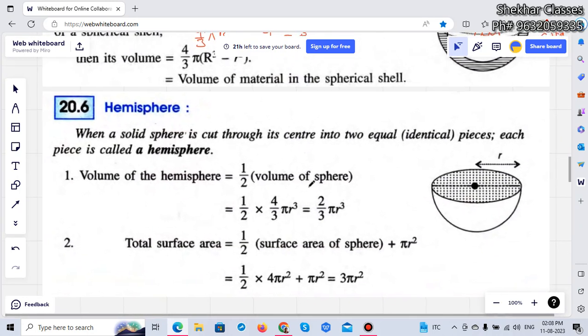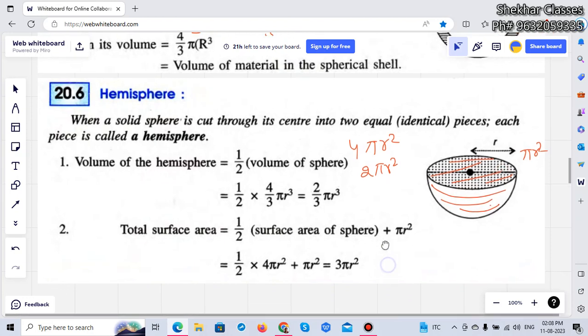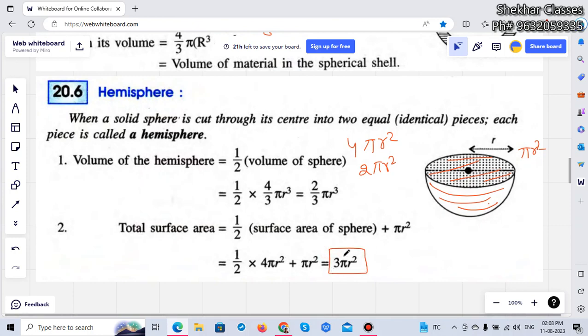Now comes the hemisphere. What is a hemisphere? It is half of a sphere. Take an apple, cut it into 2 equal halves. One half of that will be called a hemisphere. Remember the total surface area of a sphere is 4 pi r square. Then the curved surface area of the hemisphere will be half of it, 2 pi r square. But it has one more surface now developed, the flat surface, and that area is pi r square. So pi r square plus 2 pi r square becomes 3 pi r square. So you will see the total surface area is 3 pi r square.